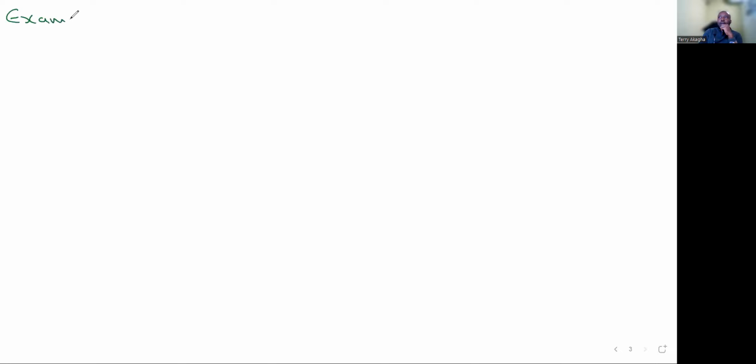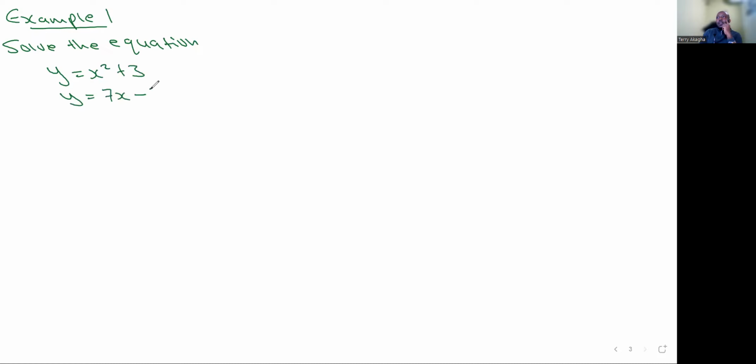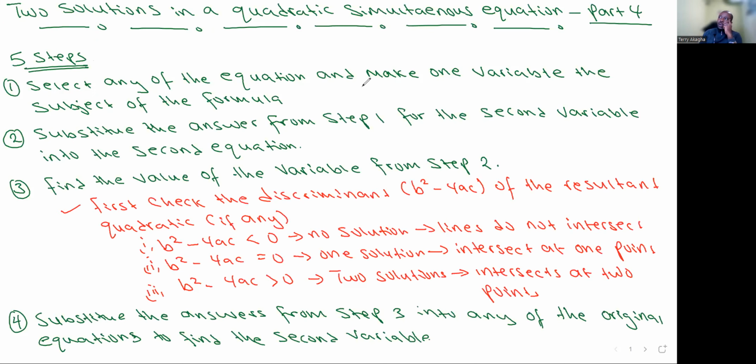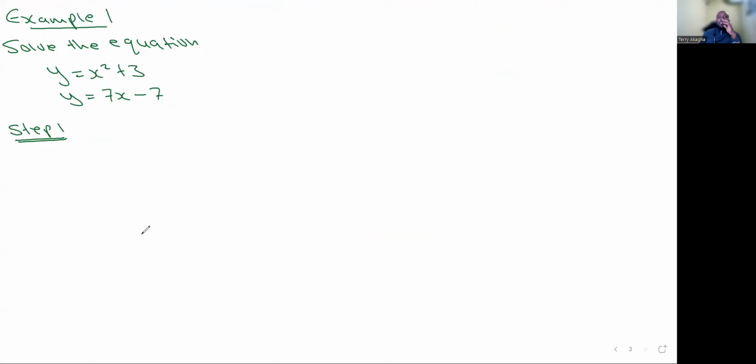So for example, we're meant to solve y is equal to x squared plus 3, and y is equal to 7x minus 7, okay? So step 1, like we said, you have to select one of the equations and make one variable the subject of the formula. Like I always say in my videos, I'm always inclined to making y the subject. And the second one, I've already solved that for me.